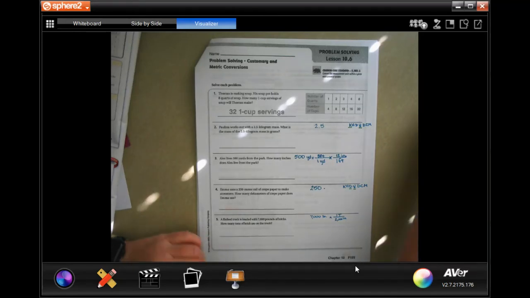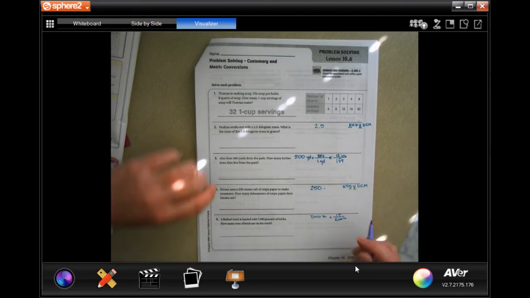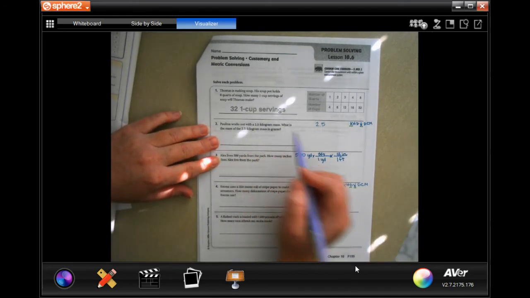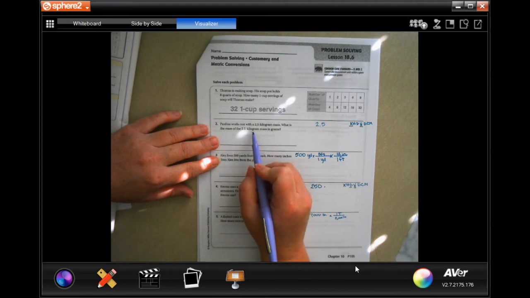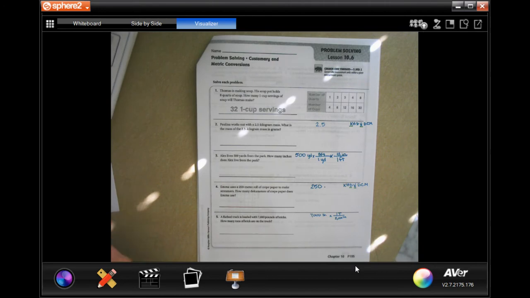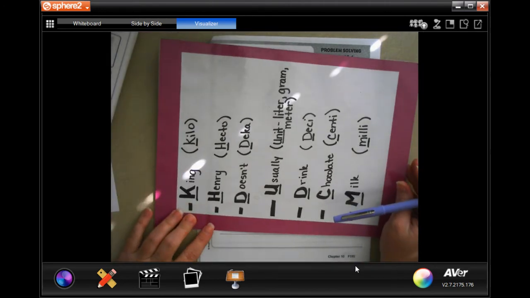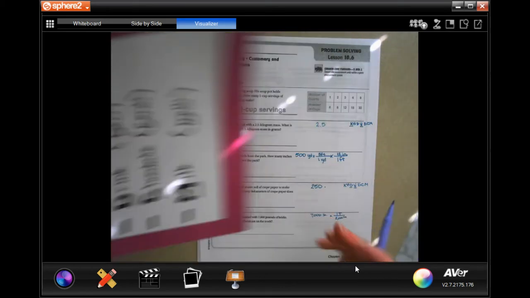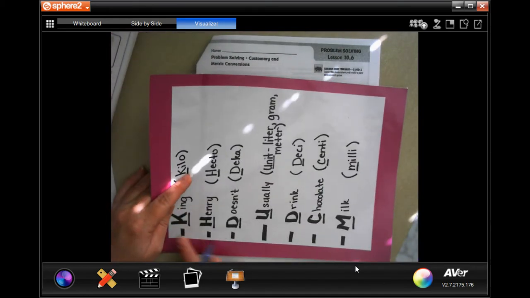We're going to go ahead and get started with number 2. It says Paulina works out with 2.5 kilogram mass. What is the mass of 2.5 kilograms in grams? So, just like before, we're going to use our King Henry. King Henry doesn't usually drink chocolate milk. We are going from grams. Nope, sorry. We're going from kilograms to grams.